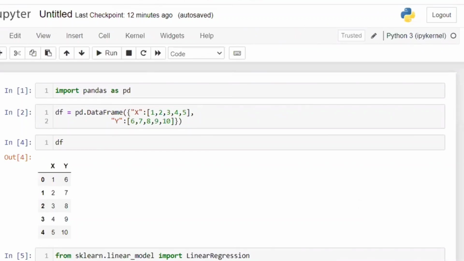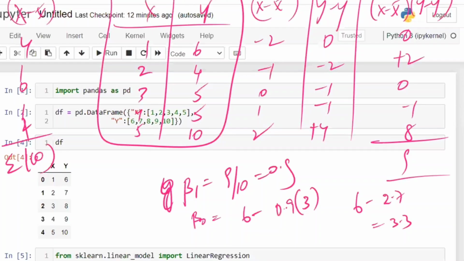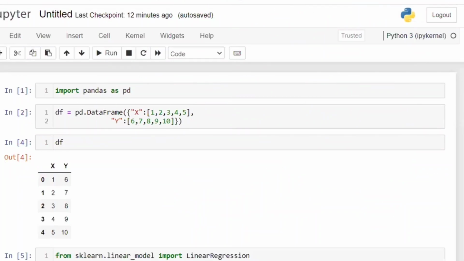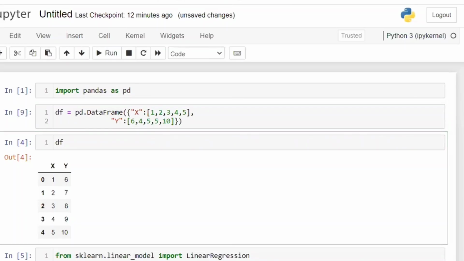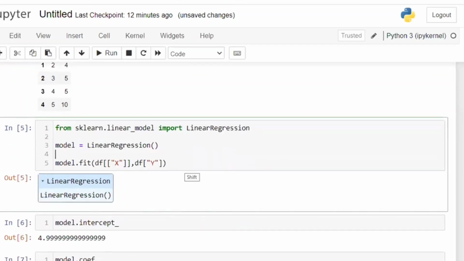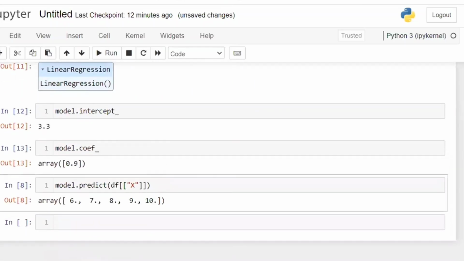So now the question is, what is the question? Let us change this to 5, 5, 5, 5 and 10. Now this is the value and this is the one. Intercept is 3.3, coefficient is 0.9. Is that clear, guys? So y hat is equal to 3.3 plus 0.9x, which is the equation for the given data.